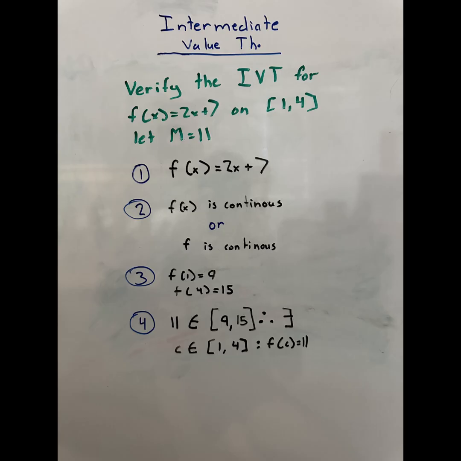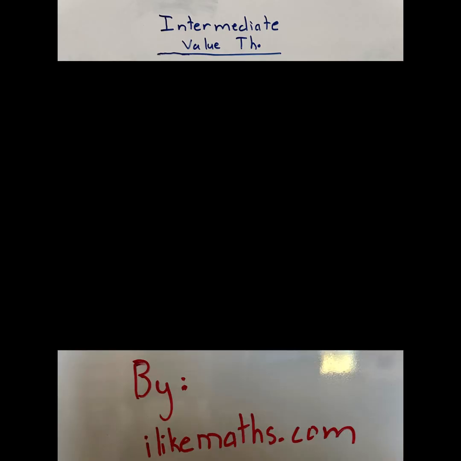So what we're doing in our last step here is using the IVT notation to write out the proof that we've just proven that 11 is in the interval 9 to 15. Therefore, there exists a value of c in the interval 1 to 4 such that f of c is equal to 11. So that's the intermediate value theorem by ilikemaths.com.